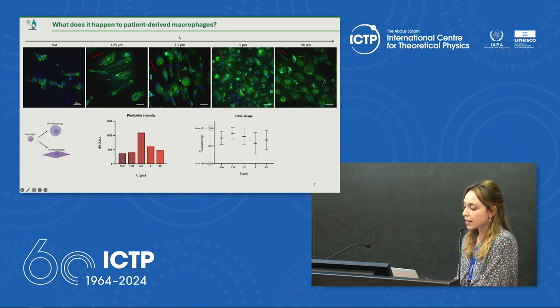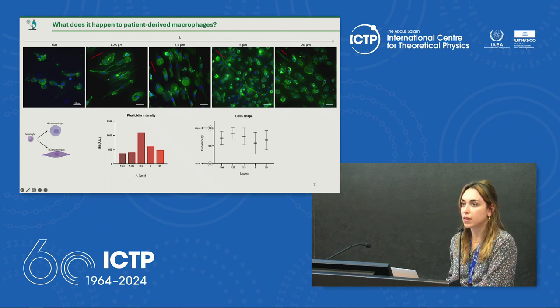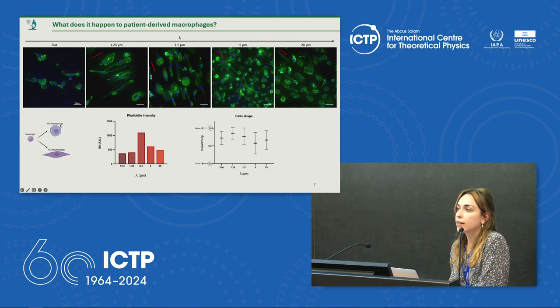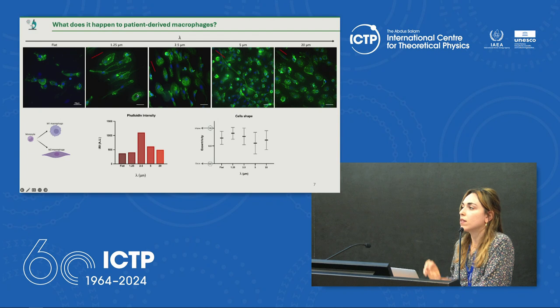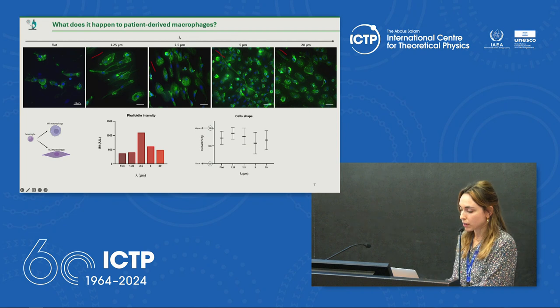So here is a schema, because basically what you have are these small cells here that are monocytes, the precursors of macrophages. And then when they differentiate, they can differentiate into big ones, so more M1-like macrophages, which are inflammatory macrophages, or more elongated ones, which are mostly M2 macrophages.